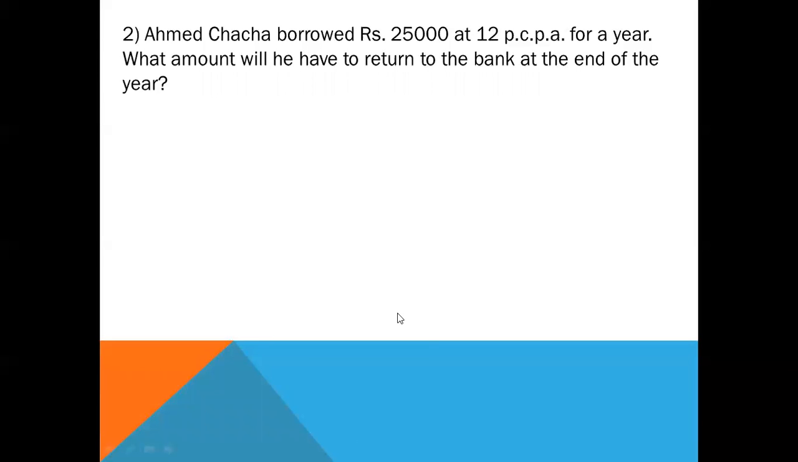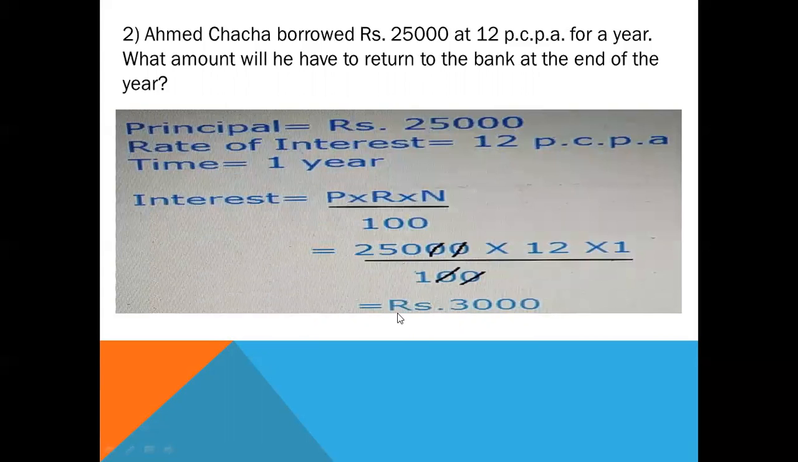Whenever we need to calculate the amount, we first need to always calculate the interest. So first we'll write whatever is given: principal rupees 25,000, rate of interest 12 PCPA, time is 1 year. Now here we'll put in the formula: interest equals P into R into N upon 100, which is 25,000 into 12 into 1 upon 100. Here we have substituted the values against the alphabets, and by calculating we got rupees 3,000 as interest on rupees 25,000. This is the interest amount.